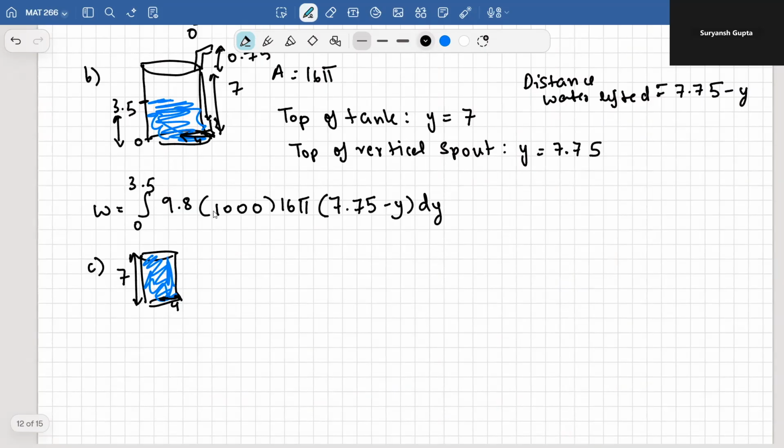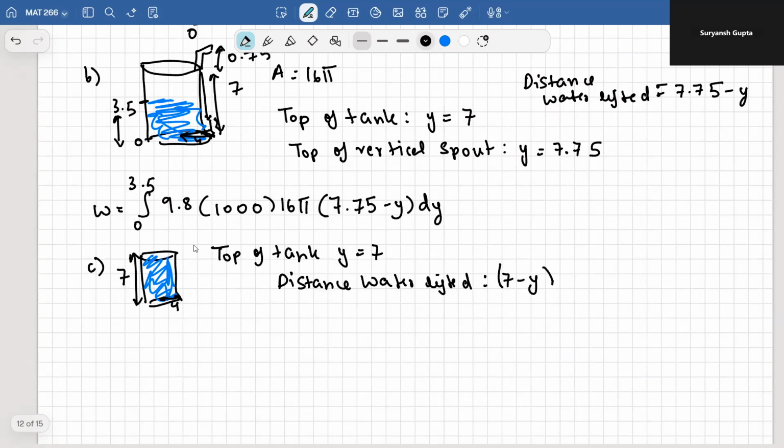So now it's asking to find the work done of just pumping out the water from the top of the tank. So the top of the tank is y equal to 7. And the distance the water is lifted, essentially to find the work done, is just 7 minus y. There is no more spout on top here. So it's just from the top of the tank, and the topmost part of the tank is sitting at y equal to 7.